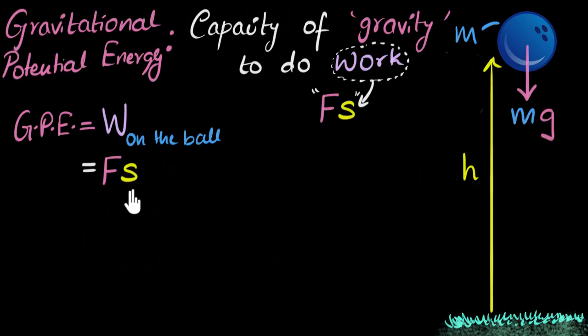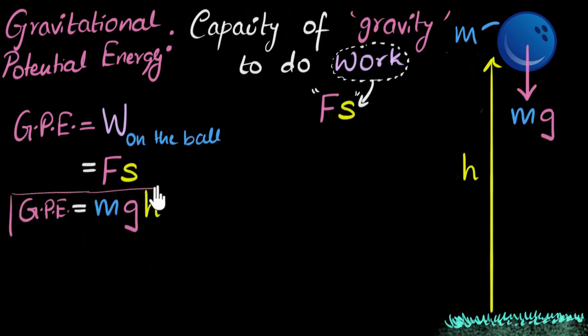Okay, and how much displacement can this ball get? Well, if I just drop this ball, the ball will fall all the way from here to here. And so the displacement of that ball is just going to be the height. And so what do you think will happen if I multiply force and displacement? What will I get? Can we just pause the video and think about this? All right, we'll get force, which is the weight mg, times displacement, which is the height. And so this is the gravitational potential energy of the ball. It's m times g times h.